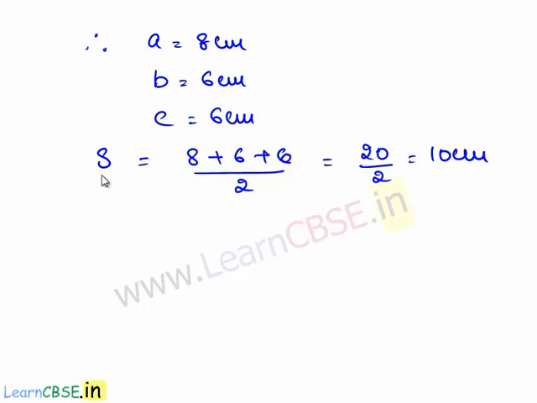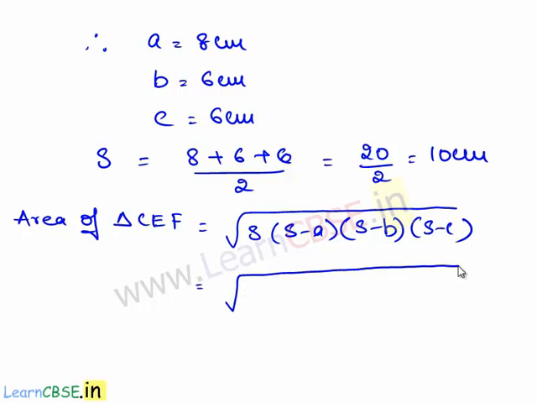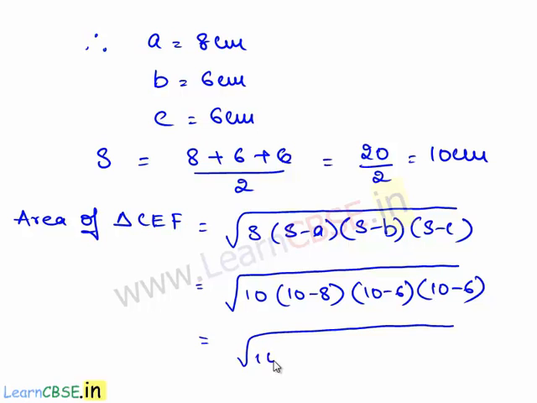Now we substitute the value of s in the formula for the area of triangle CEF, which is square root of s times s minus a times s minus b times s minus c. This is equal to square root of 10 times 10 minus 8 times 10 minus 6 times 10 minus 6. This is equal to square root of 10 times 2 times 4 times 4.